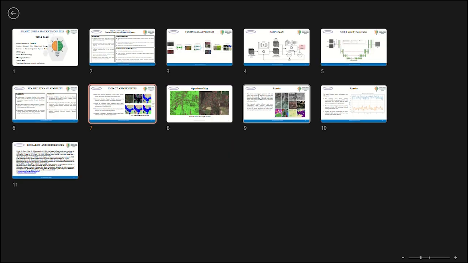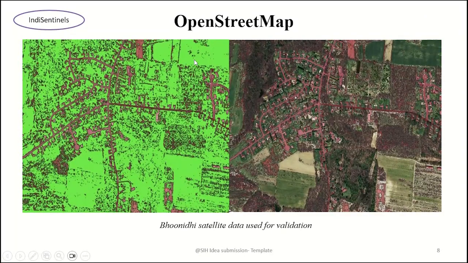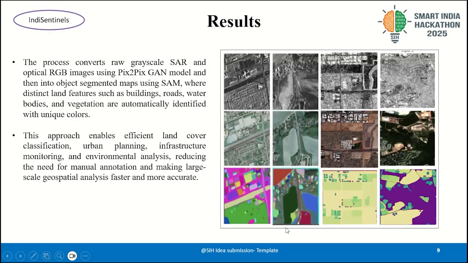OpenStreetMap validation will be there. For the validation, as you can see, the green part is the land, the pink are the roads, and the black are the buildings. So that's how the validation will be done through OpenStreetMap.